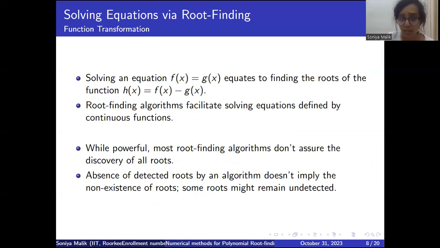So one more thing is that these algorithms do not assure finding all the roots of the polynomial. Sometimes there are some roots that get undetected. This basically depends on the initial value we choose. So it does not guarantee to find all the roots of the polynomial.